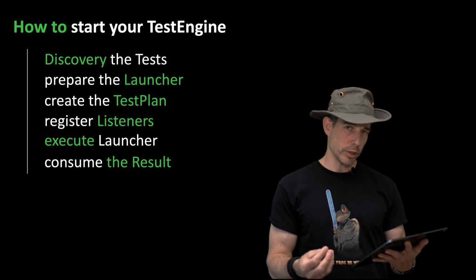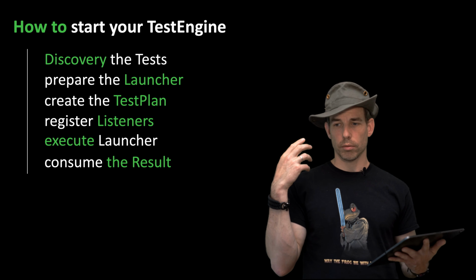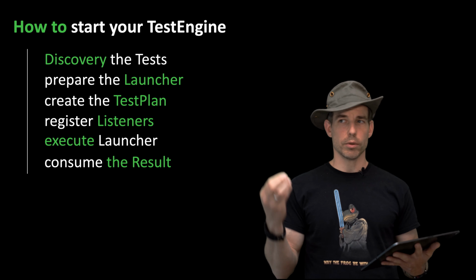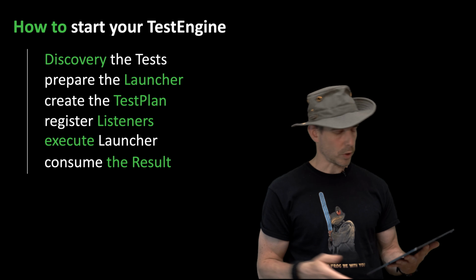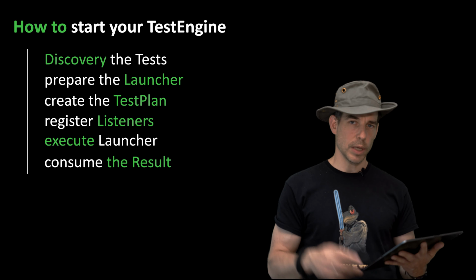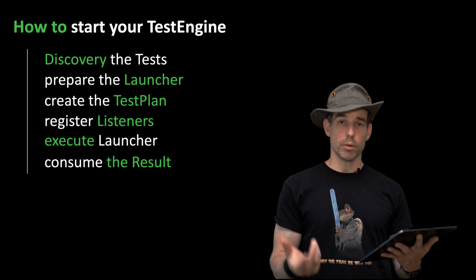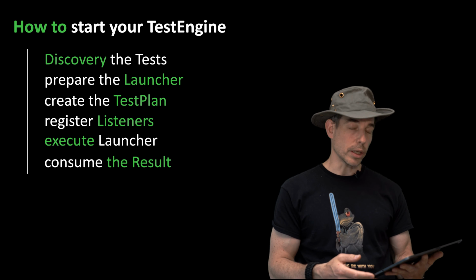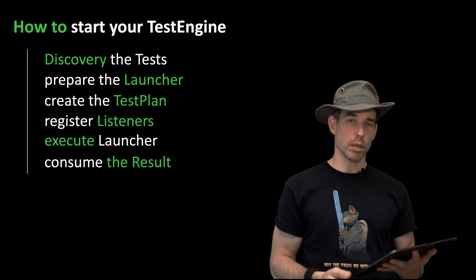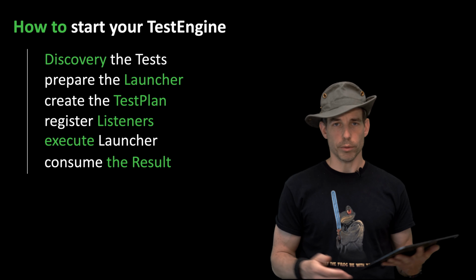After this, I can register a few listeners, for example, to create statistics, to collect runtime metrics, to collect whatever. So everything I can just grab during the execution of the test plan itself. Then I'm executing the launcher. I'm just saying go. And after this, I'm grabbing the result out of this engine and analyzing or dealing with the result itself.